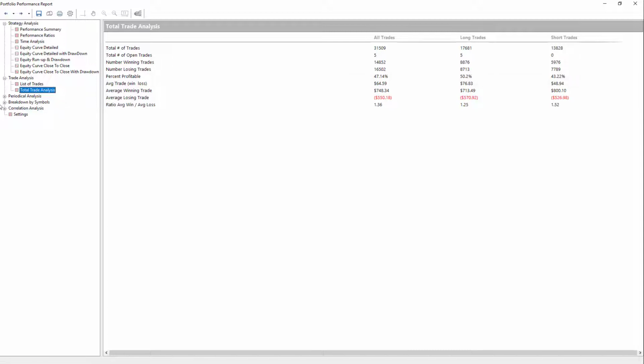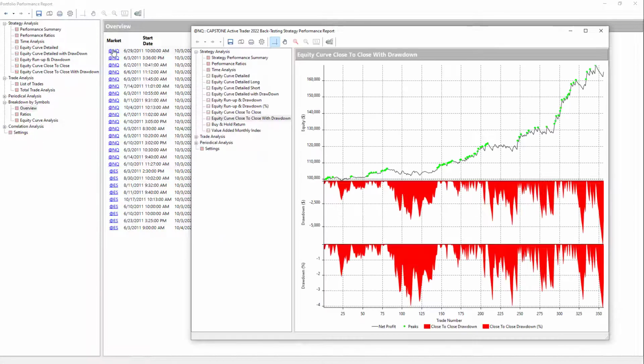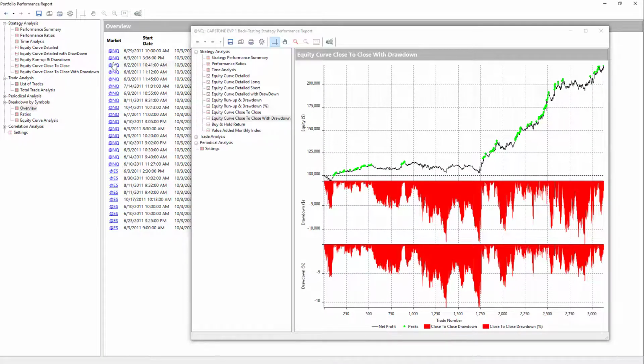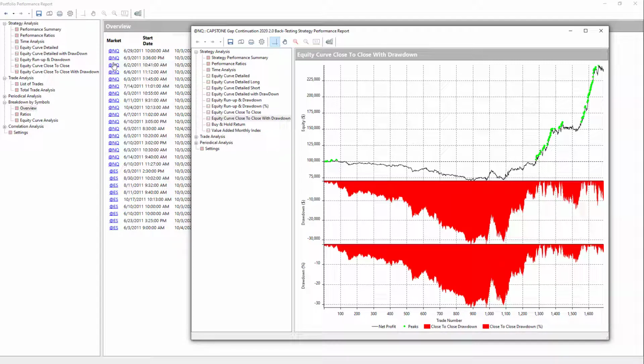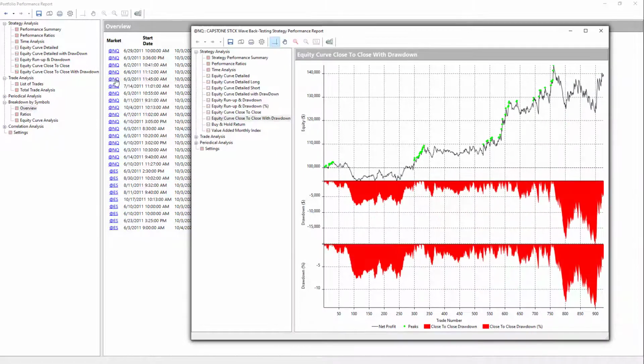This does include $25 round turn slippage and commission. We can break it down by symbol as well. And so let's take a look at each one of these. The overview, this is AT 2022. This is EVP1. This is gap continuation 2019. Gap continuation 2022.